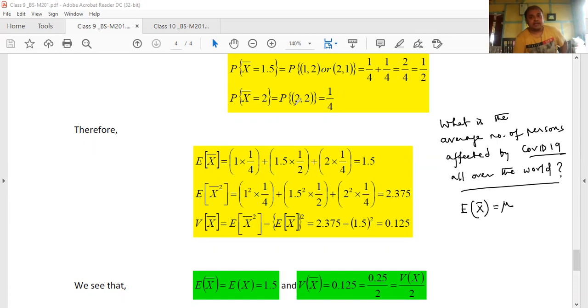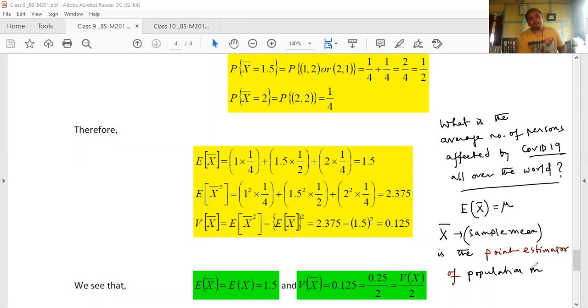And often we say that X bar, that is the sample mean, is the, you note it down in your copy because it is not written in the note, is the point estimator of the population mean mu. X bar is the point estimator of the population mean mu. Okay. And therefore, this result is very important.